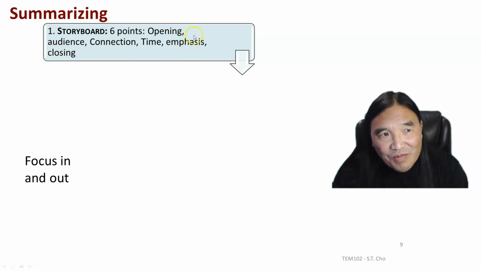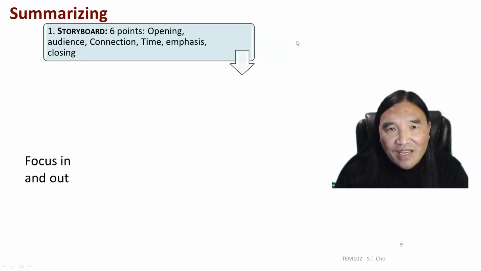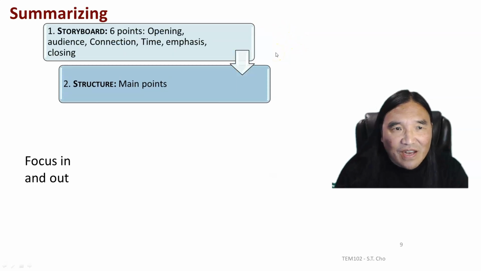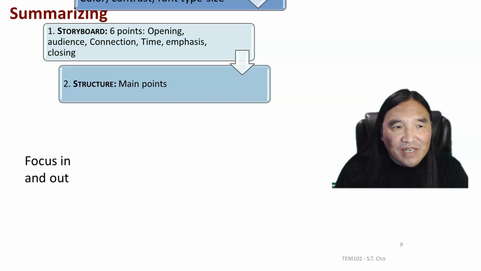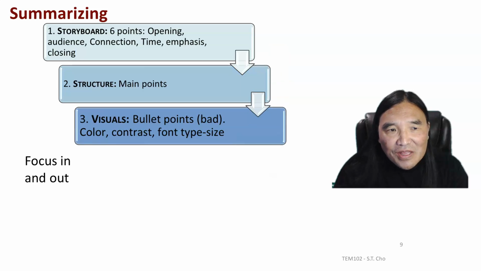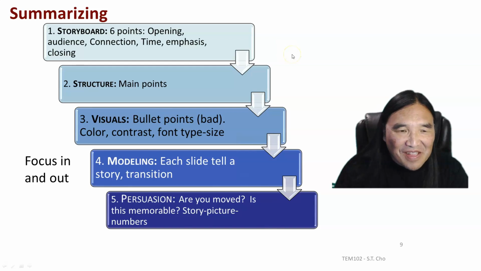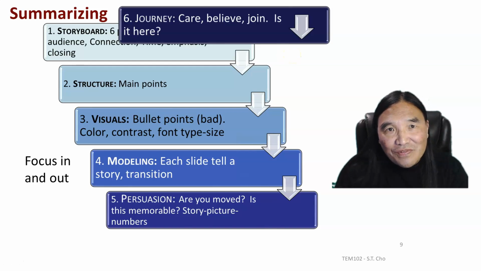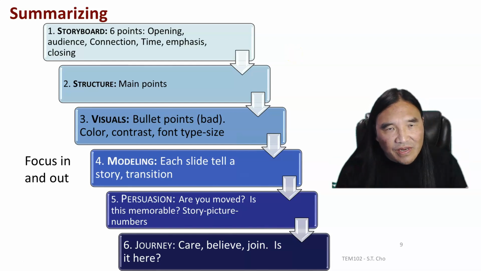So, summarizing it all up, you have to think about your storyboard. Opening, the audience, who's your audience, how are you connecting, how much time do I have, what do I want to emphasize, and how I'm going to close. Which leads to actually putting the structure of your presentation together, which is the main points. Then you look at visuals. Yeah, no bullet points. Bullet points are bad. Does everything tell a story? And are you moved? The other sub-journey that you're going on, if this is about business or engineering: care, believe, join. Is it here?